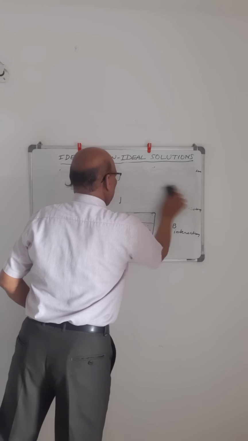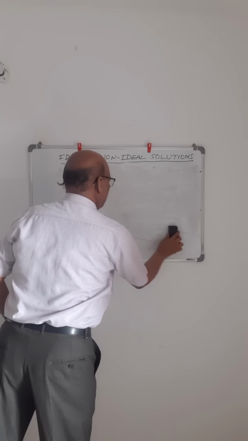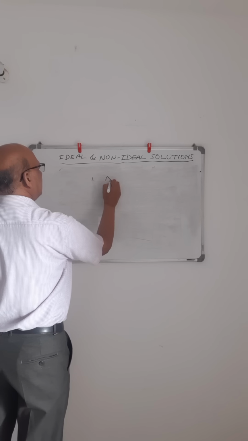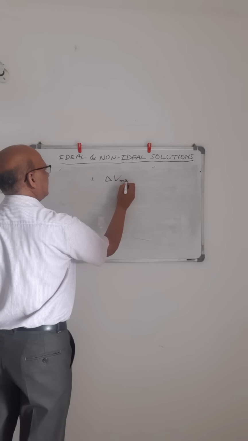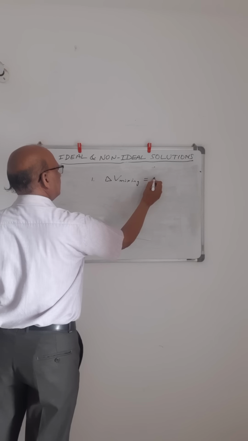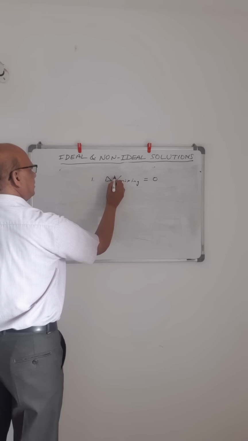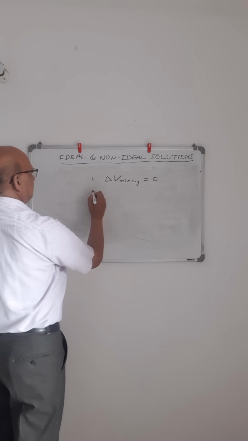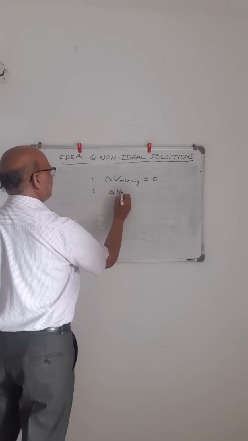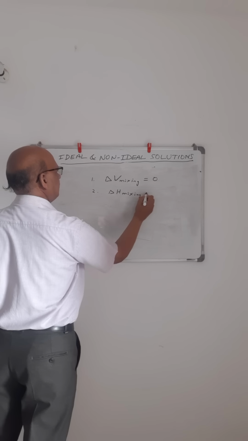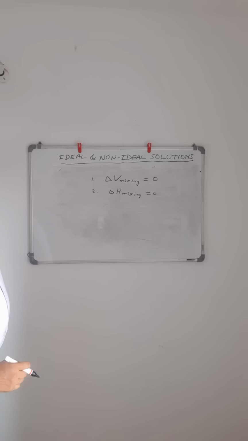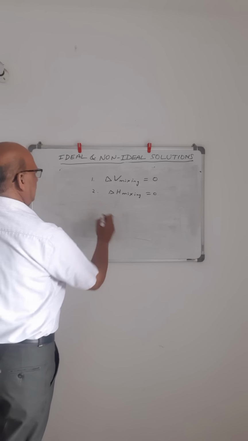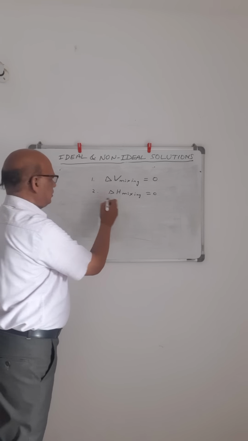So what are the conditions that this ideal solution will satisfy? Number one is delta V mixing will be 0. That means there is no change in volume of the solution after mixing the two liquids. Number two, delta H mixing will be 0. That means there is no enthalpy change on mixing of the two liquids. So it is neither exothermic nor endothermic.